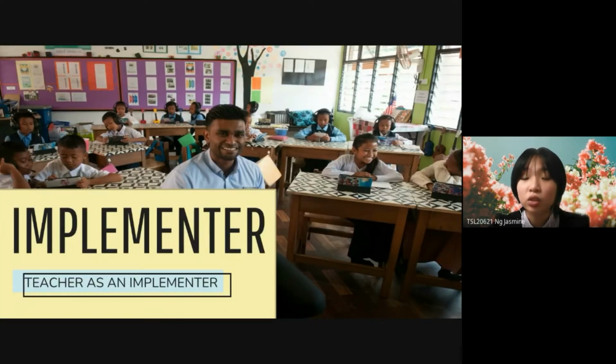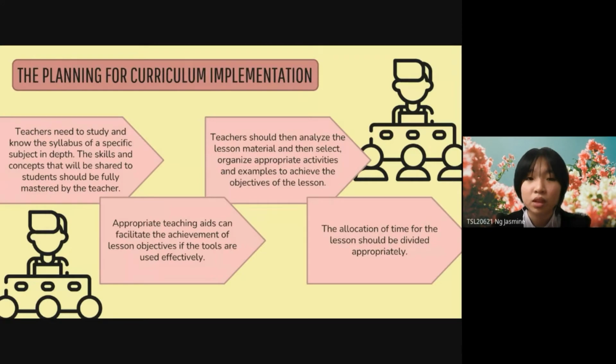And for the third role of teacher in the curriculum implementation is teachers as implementers. Before the implementation of the curriculum, there should be a planning for lessons ahead. First of all, teachers need to study and know the syllabus of a specific subject in depth. The skills and concepts should be fully mastered by the teacher before sharing it to the students. This is to ensure that the students will fully understand what the teacher teaches.